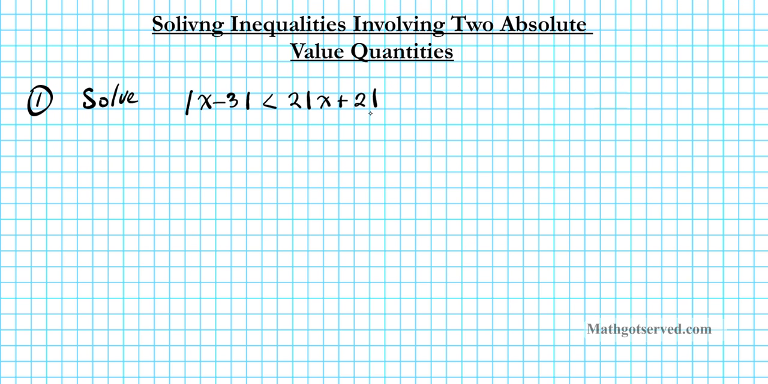Okay, so first thing, there are different ways you can solve this inequality. There are actually three ways. You can do it by graphing, by creating two different absolute value inequalities, or by converting this into a quadratic inequality. Okay, I'm going to do the last method, which is converting this absolute value inequality into a quadratic inequality.